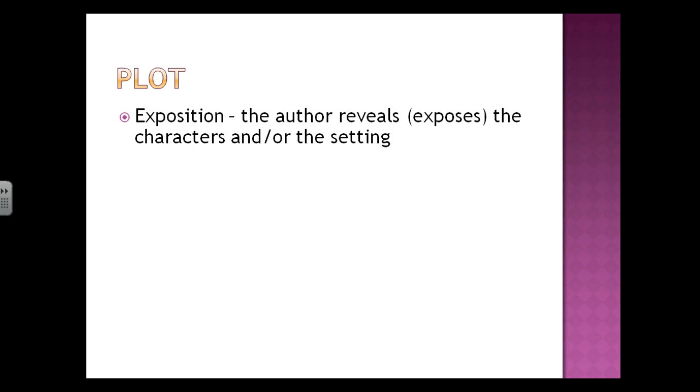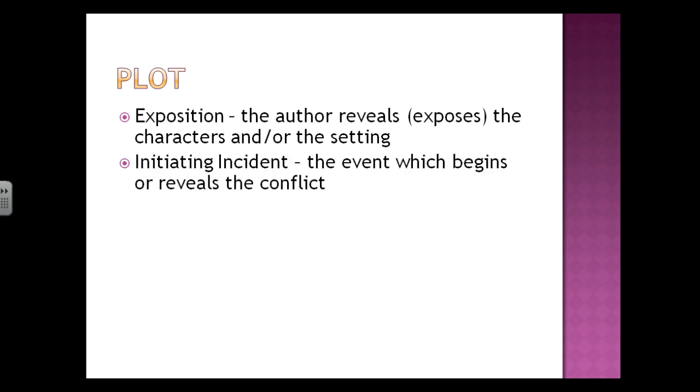The elements in the plot itself. First, the exposition. To expose means to reveal. So that's when the author reveals, usually the characters and/or the setting. That might be the very first thing the author introduces, such as once upon a time in a land called blank. And so we start with the introduction of the setting in those terms. Once upon a time in a land called blank, there lived a blank. And then the author describes the characters in that setting.